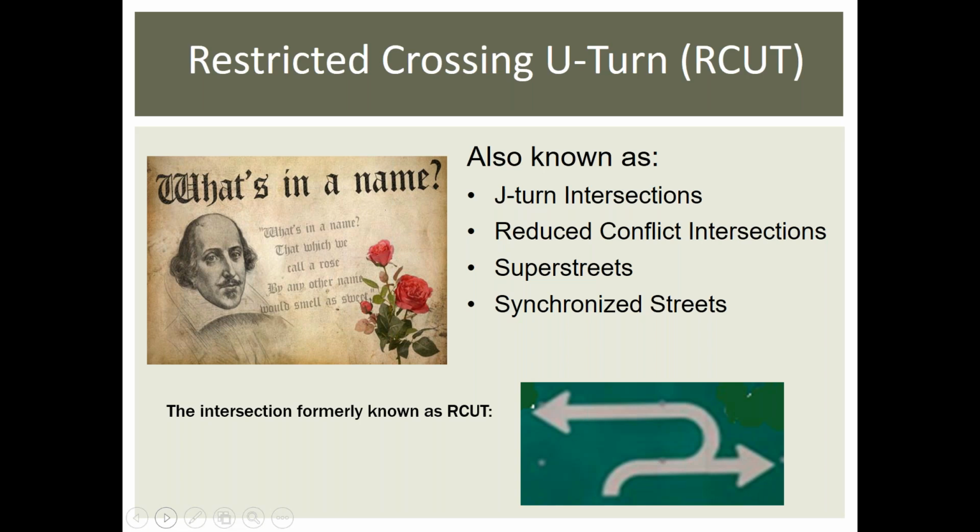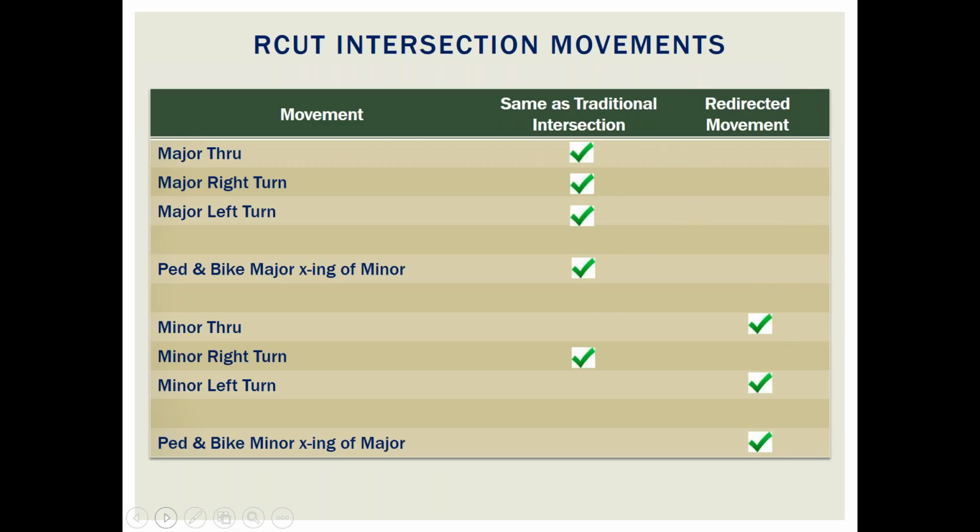But I just wanted to point out that there are different types of names that the R-CUT goes by, and I really don't care what we call them. The important thing is the concept. That's the key benefit. And when we talk about innovative intersections, I always like to point out what the differences are from the perception of the traveling public?